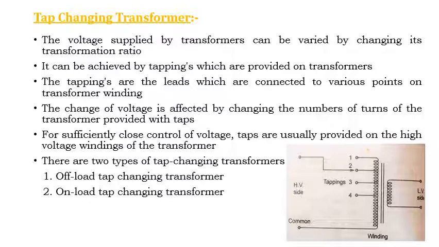So this is a continued part of the second section of the second module, that is auto transformer and tap changing transformer. In the last video we went through the auto transformer. We studied the construction features of the auto transformer, and we studied its working and its equivalent circuit. The comparison between the auto transformer and the two winding transformer also we studied, and some advantages, disadvantages and applications of the auto transformer we studied.